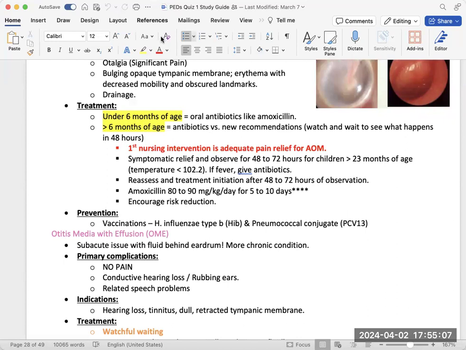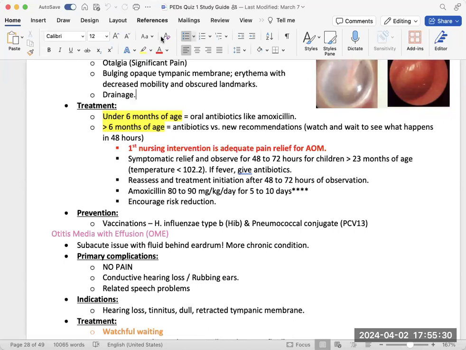We want to watch and really see what happens in 48 hours. We don't want to just give them antibiotics right away. So our priority intervention for someone who's greater than 6 months of age is going to be adequate pain relief. We want to make sure we provide symptomatic relief and observe them for 48 to 72 hours, especially for children greater than 23 months of age.